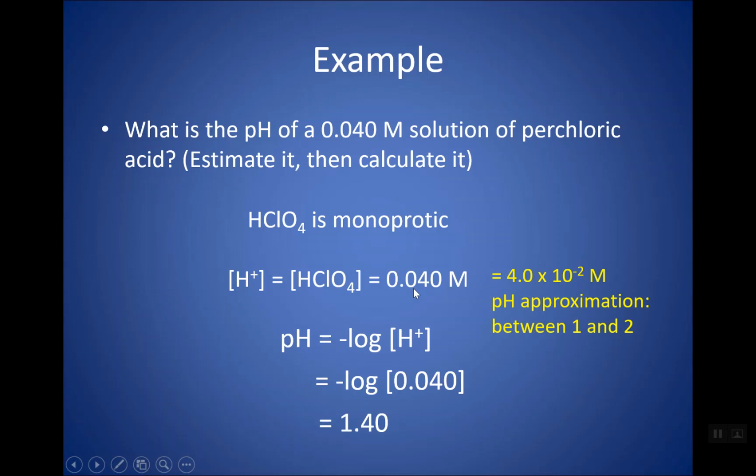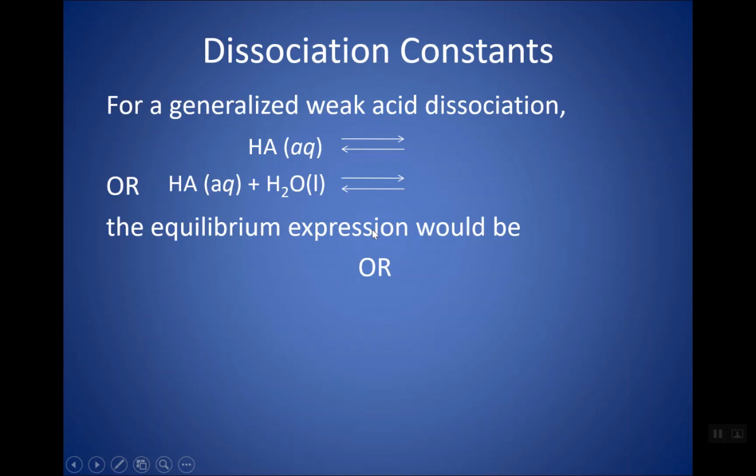Super, super simple. Now, if you have a weak acid, you can't do this because if I have a 0.04 molar solution of a weak acid, it does not 100% ionize. So I do not have a 0.04 molar concentration of my H plus. I have to find it in essentially what's going to be an equilibrium problem. So let's take a look and go through this a little further.